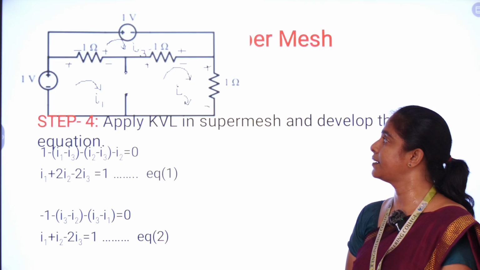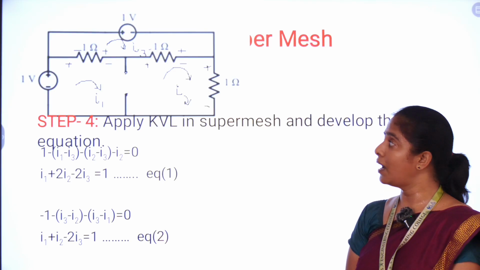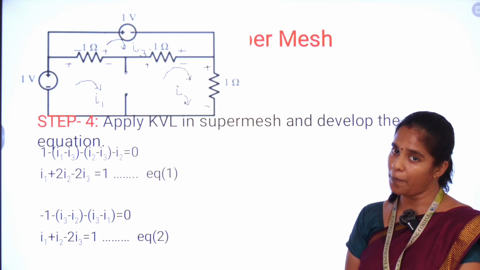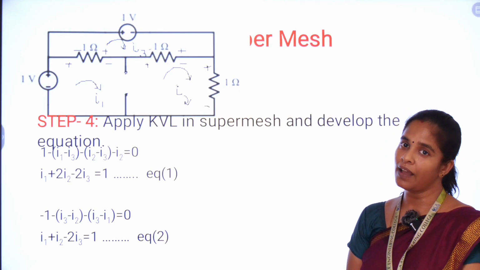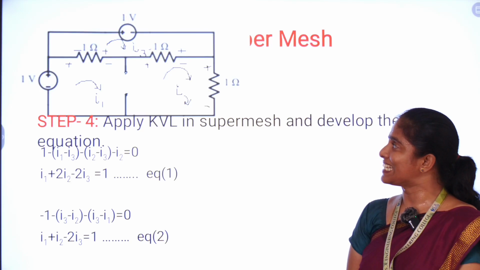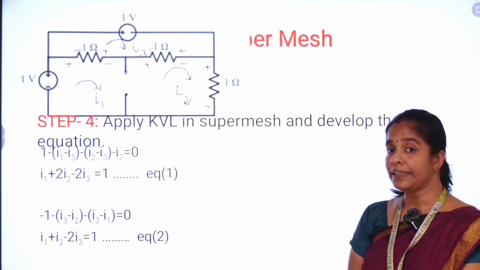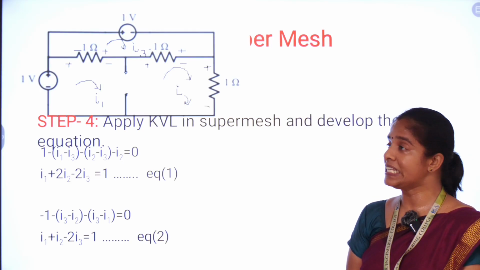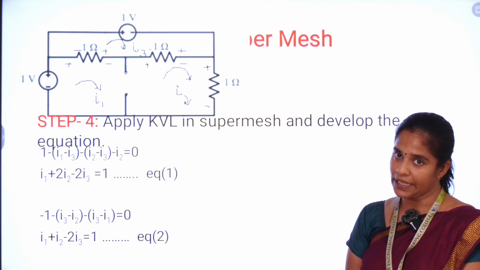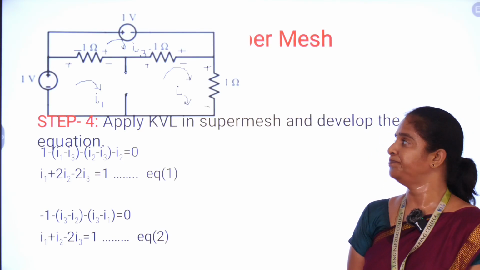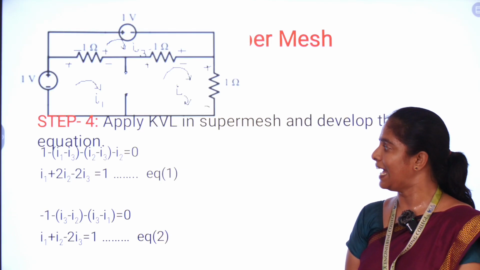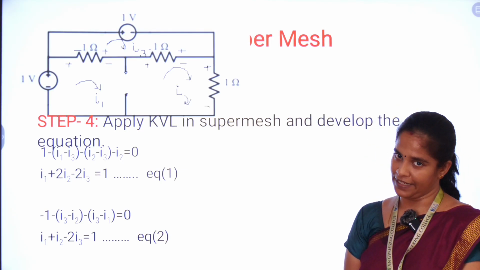Next branch here in supermesh is nothing but a 1 ohm resistor. So what is the voltage drop across this resistor? It is nothing but V is equal to I into R. So the resistance is 1 here, and what about the current? There are two current components in this resistor, and these two current components I1 and I3 are flowing in opposite direction. So we are going to represent the current flowing through the 1 ohm resistor as I1 minus I3.